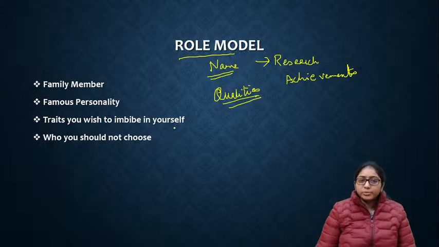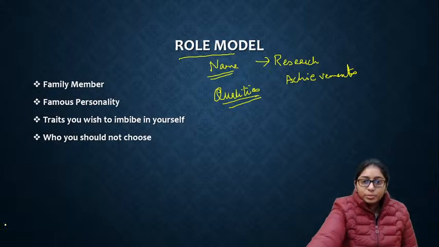Now, please don't choose a very negative kind of character as a role model, because then it will get difficult for you to justify why that person is a role model. It may not reflect in a very good way on you, and it may lead to unnecessary discussion and debate. So try to avoid having a negative person as a role model, anybody who has done something which is not socially acceptable. We will move on to the next point.